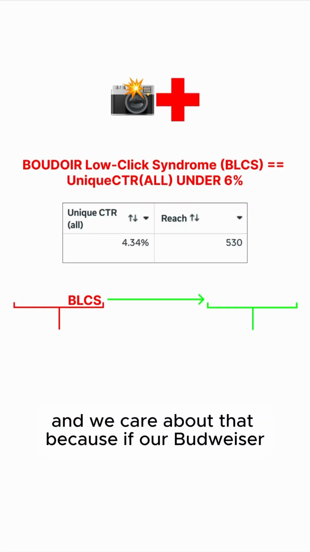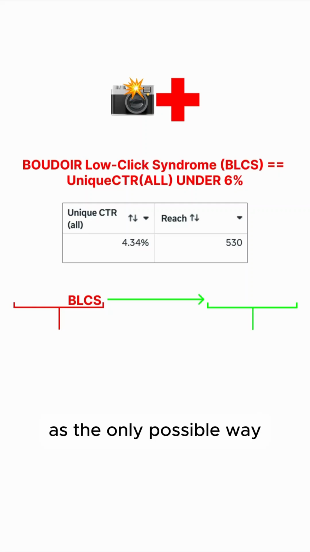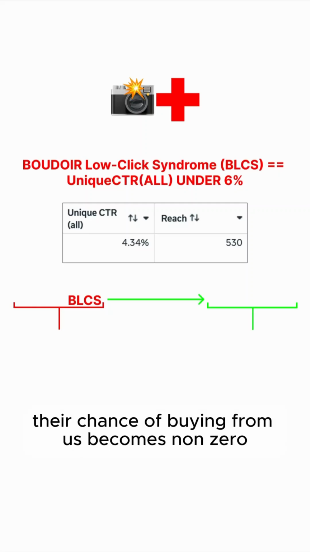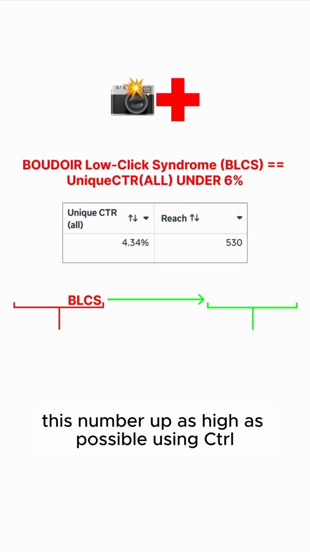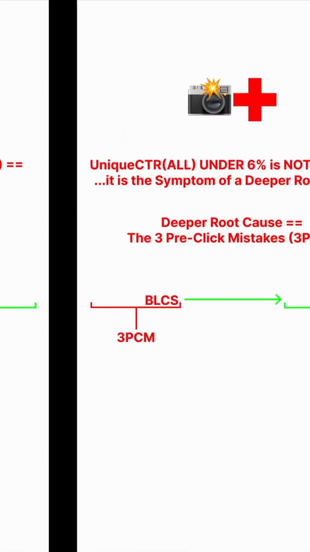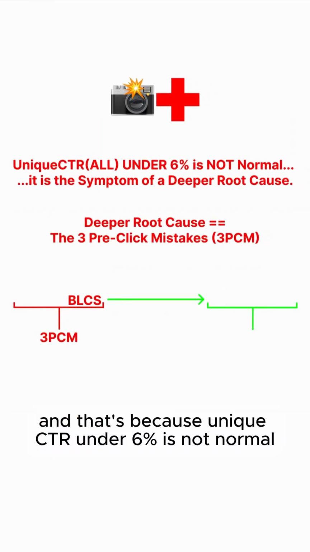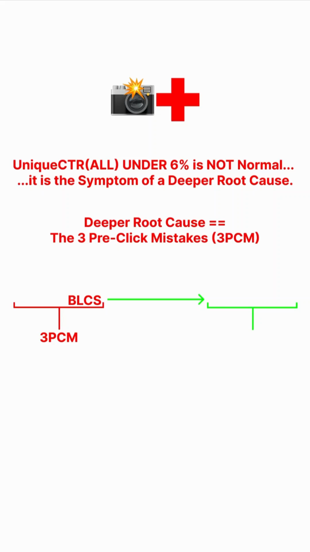And we care about that because if our Boudoir Facebook ad has entered their brain, that is the only possible way their chance of buying from us becomes non-zero. So we got to get this number up as high as possible, unique CTR, and it should never, ever, ever be lower than 6%. And that's because unique CTR under 6% is not normal. It's common because everyone's making all these mistakes, but it's not normal.